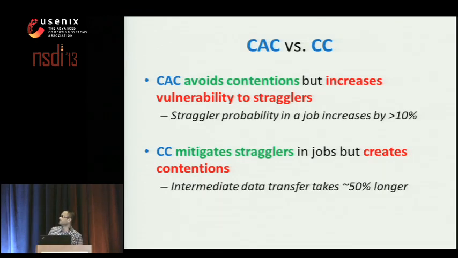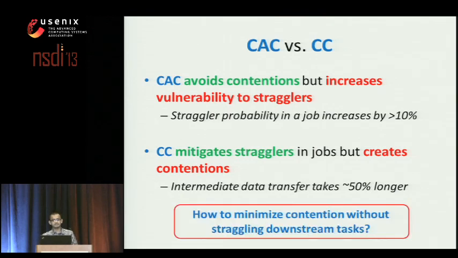Analytical and experimental results show that with CAC, the vulnerability to stragglers in the job increases by over 10%. And in the other case, with CC, the intermediate data transfer takes 2x or 50% longer. So the question now is how do we minimize contention without getting the downstream tasks to straggle?